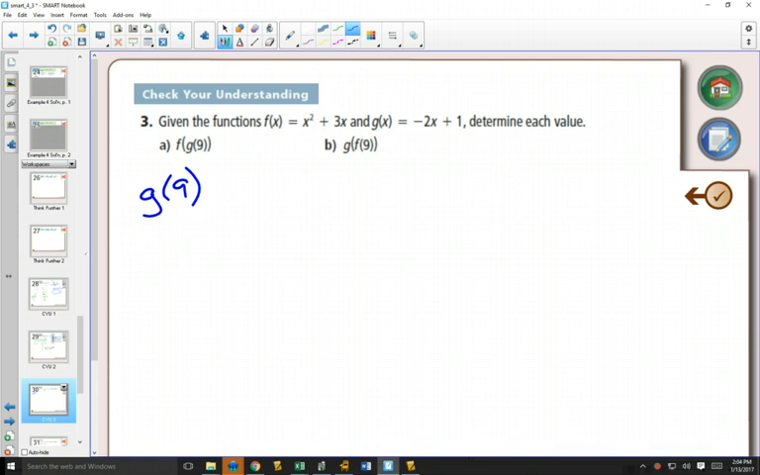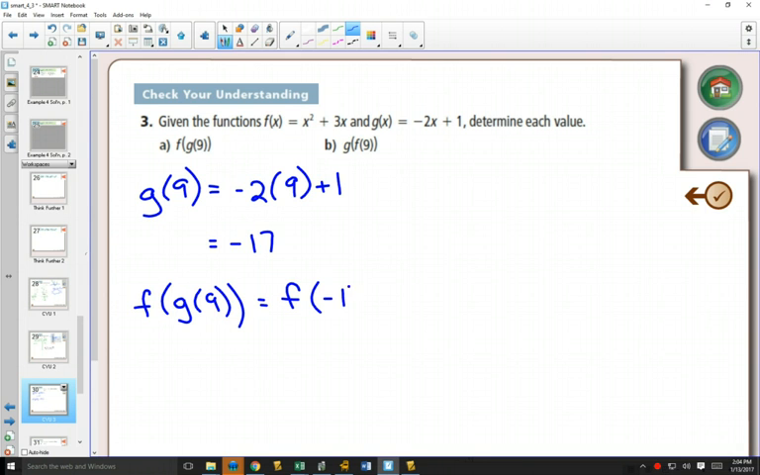Like write out g of 9, that would be plugging in x equals 9 into your function g of x and figuring out what y would be. Well, our function g of x is negative 2 times x plus 1. So we plug in 9 for x, and we find out that it's equal to negative 17. Once we've found that out, we can write out, and again, I'm going to be really clear here. This is what I wanted to find originally. I just figured out that g of 9 was negative 17. So what I want to find out originally has changed into f of negative 17.